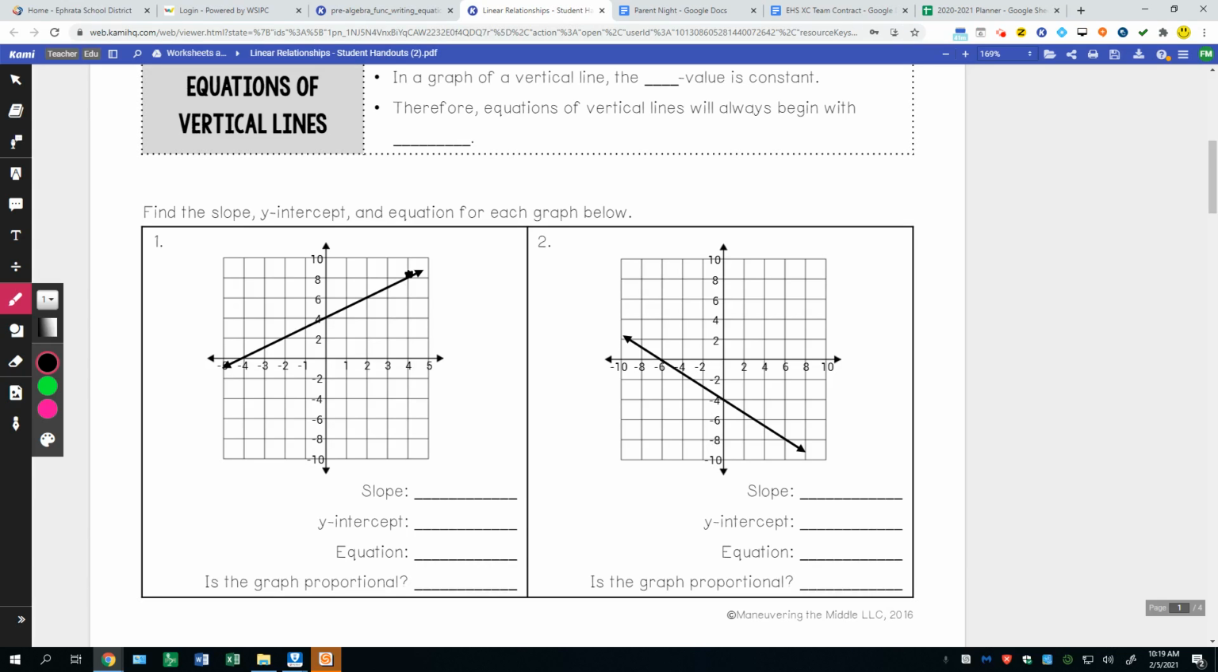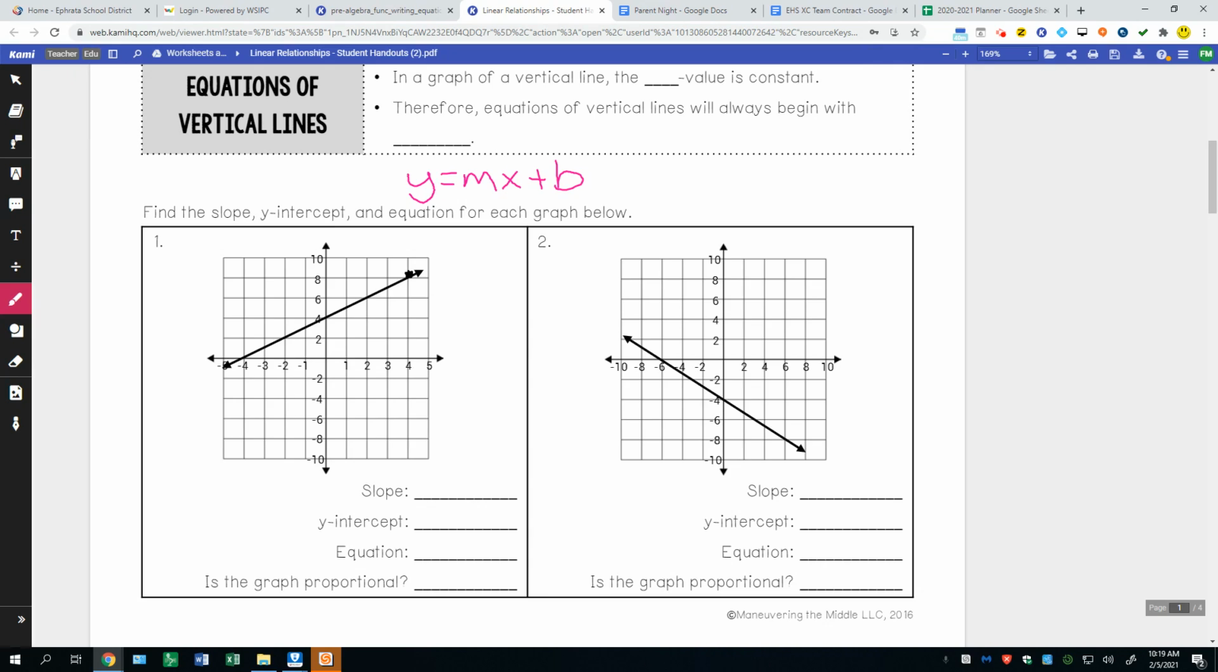Let's go ahead and apply what we just talked about. And I'm going to write it in real quick. Ooh, I'm going to even change color. Y equals mx plus b. Maybe that'll show up a little bit better for you guys to watch. All right. So again, we need those two things. We need to figure out the slope, the y-intercept, write the equation, and then we'll determine if it's proportional or not.